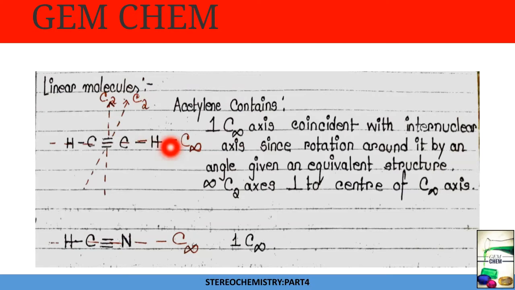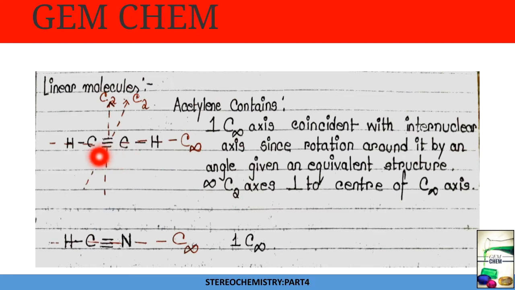Now we are going to deal with linear molecules. In linear molecules there is an important axis, that is, this possesses a C infinity axis. On infinite degree of rotation there will always be similar configurations, and it also possesses a C2 passing through this bond and passing perpendicular to it. So acetylene contains one C infinity axis coincident with the internuclear axis, since rotation around it by any angle gives an equivalent structure.